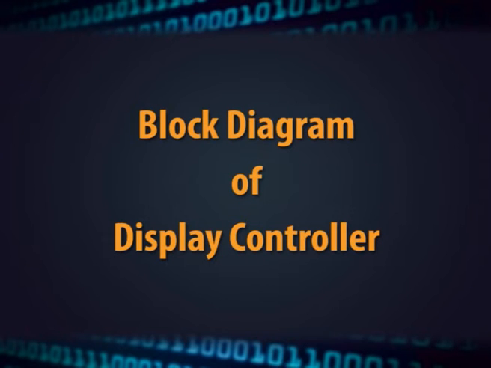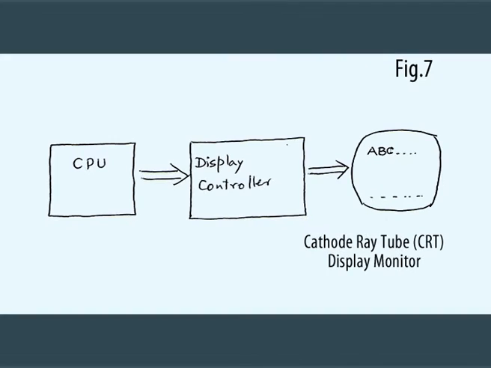2.3 Block diagram of display controller. Let us now focus on display controller. Figure 7 shows display controller with reference to CPU and CRT monitor. The CPU writes the data to be displayed into display controller through its system bus. The display controller in turn translates this information and provides it in suitable format to CRT monitor.